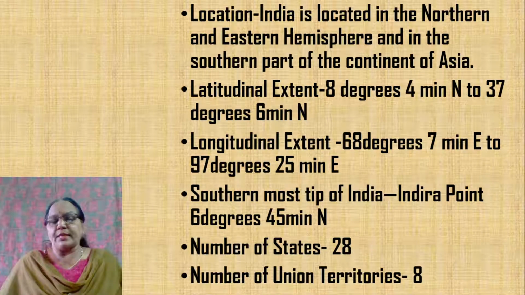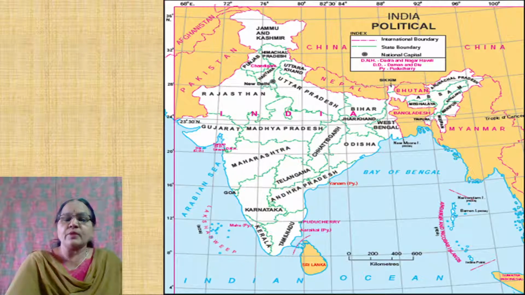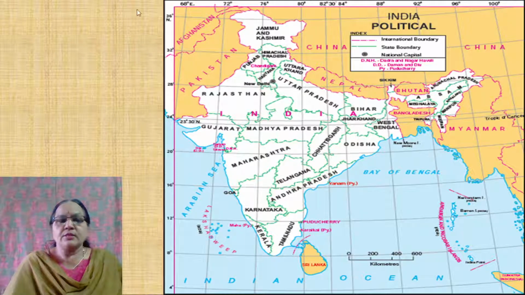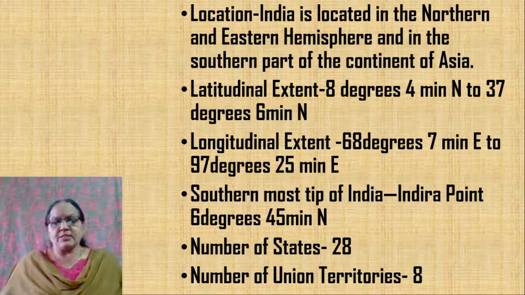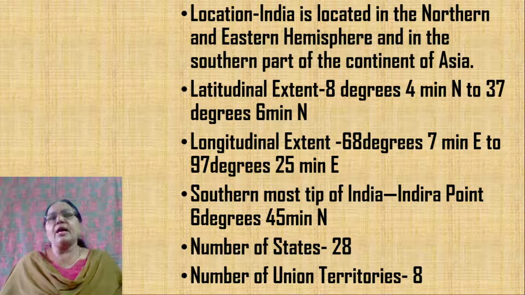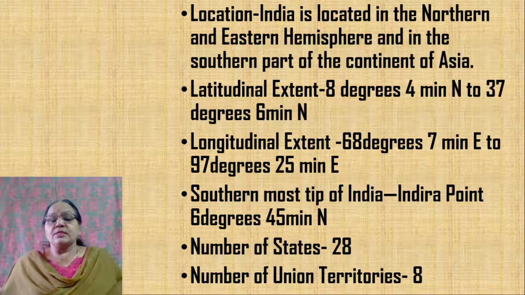And longitudinal extent, its longitudinal extent is 68 degrees 7 minutes east to 97 degrees 25 minutes east. Okay, so this is the longitudinal extent. Okay, so 97 degrees 25 minutes east. Next is the southernmost tip of India. Now Indira Point is the southernmost tip of India and it is 6 degrees 45 minutes north.